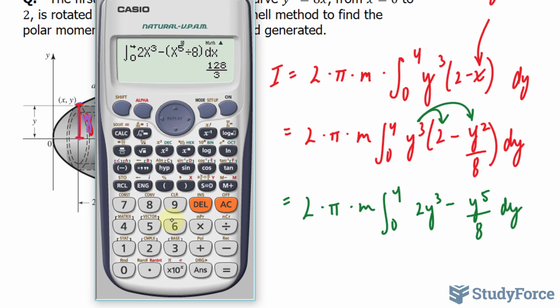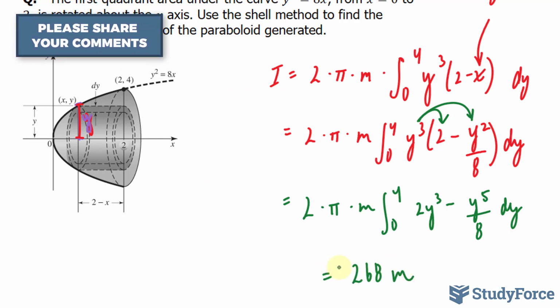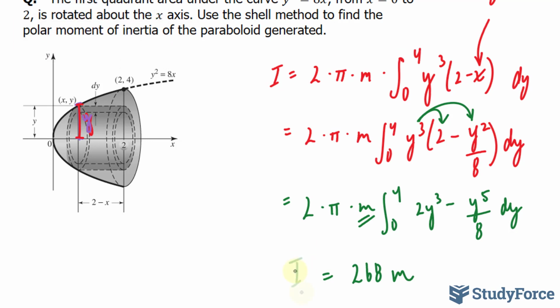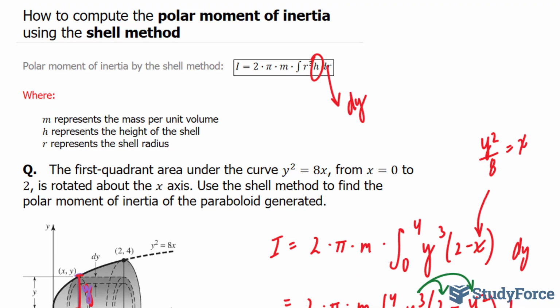This gives us 128 over 3, and we'll multiply that by 2 and by pi. Multiplying that by 2 and then multiplying it by pi gives us the following answer: 268 m. Because remember that m was never given to us. That is the moment of inertia using the shell method. If you watch the next video, I'll show you how to compute the exact same thing but using the disk method.